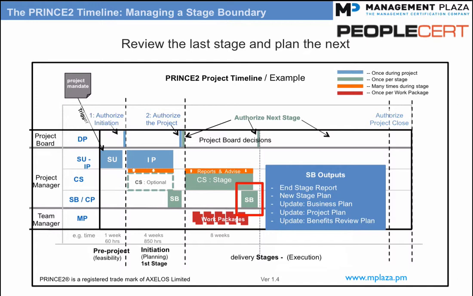The next stage plan, a plan for the next stage that still needs to be approved by the project board. They update the business case and the project plan with actuals to date. And optionally, they can also update the benefits review plan. So they check and update if expected benefits have or have not been realized.